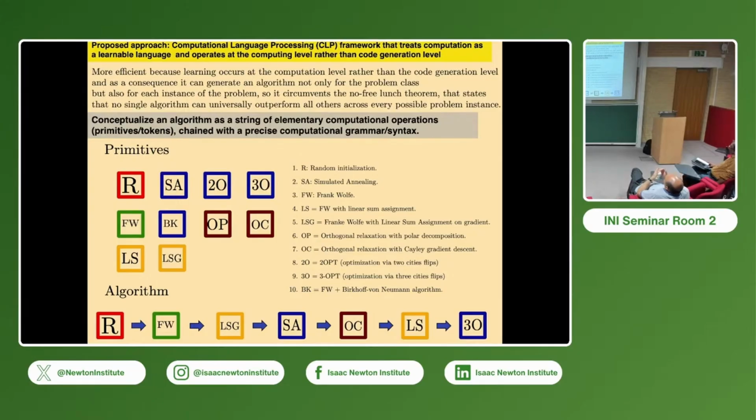Now, this framework is going to conceptualize an algorithm as a string of elementary computational operations, which we are going to call primitives or tokens, in analogy with language models. And these tokens are going to be chained with a precise computational grammar or syntax. So an algorithm is essentially going to be a chain of these tokens, and these tokens are going to represent computational operations, right? And you know that to chain computational operations, they have to fit, right? The output of one has to fit with the input of the other one.